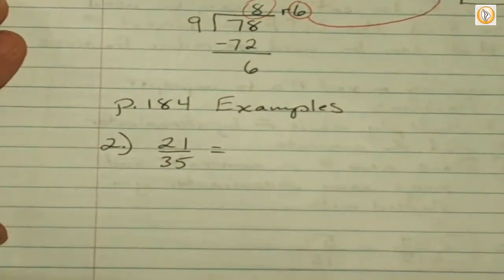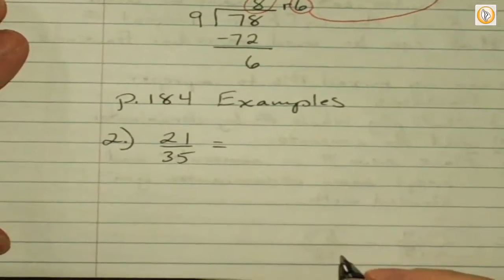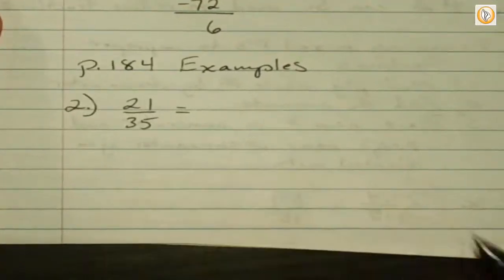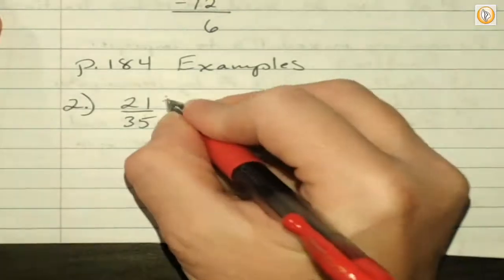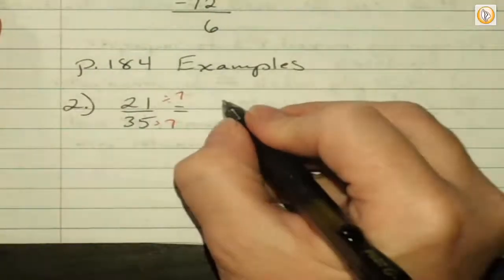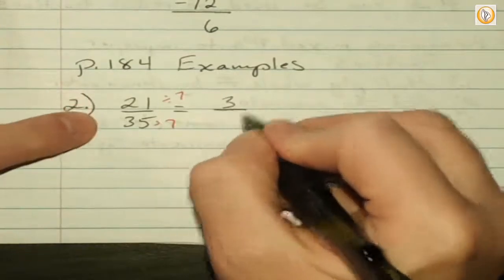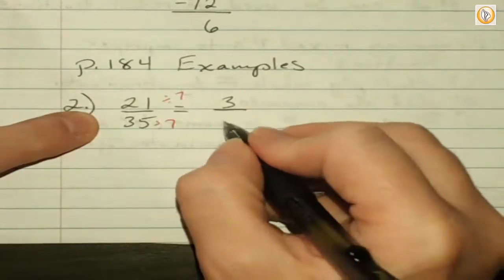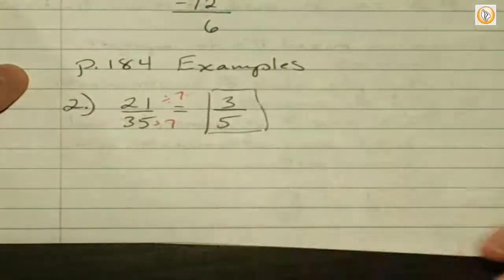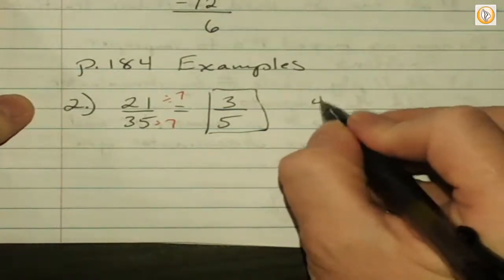Kelly, what number can go into 21/35 evenly? Can 3 go into 35 evenly? No, 7. 21 divided by 7 is? 3. And 35 divided by 7? 5. Is there a number that can go into 3 and 5 evenly? No. Then that is in lowest terms. Any questions? Number 4.